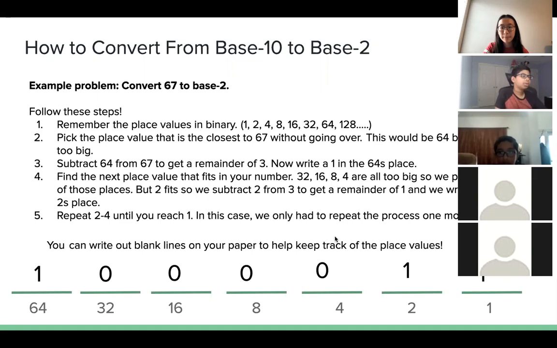Would you do the same for a base 10? Would you do this, like 67 minus 60, for a base 10 instead of a base 2? Okay, well, you can convert from base 2 into base 10, and we're going to go over that in the next slide. I don't think it's exactly what you're describing, but kind of close.